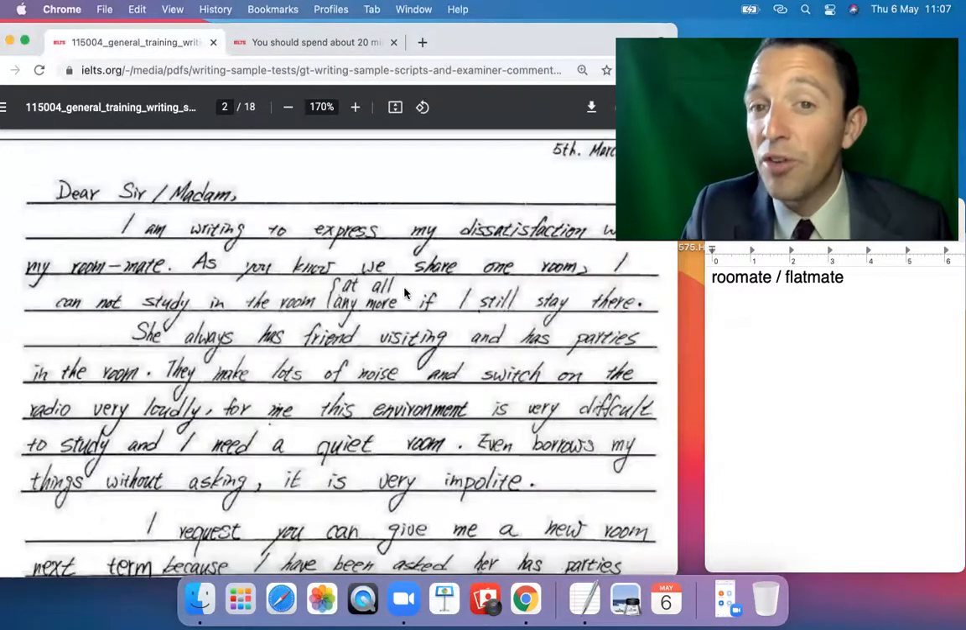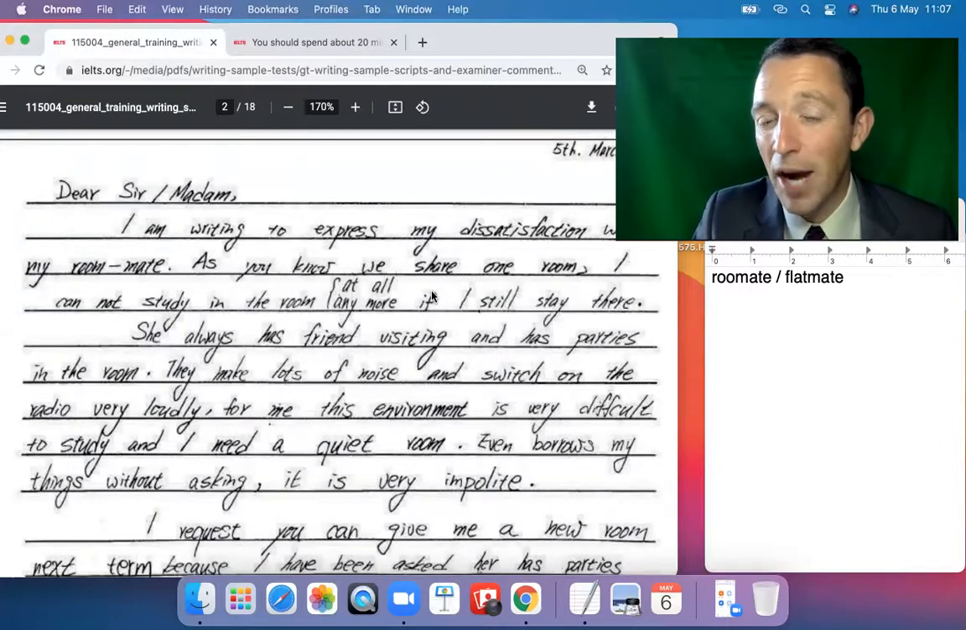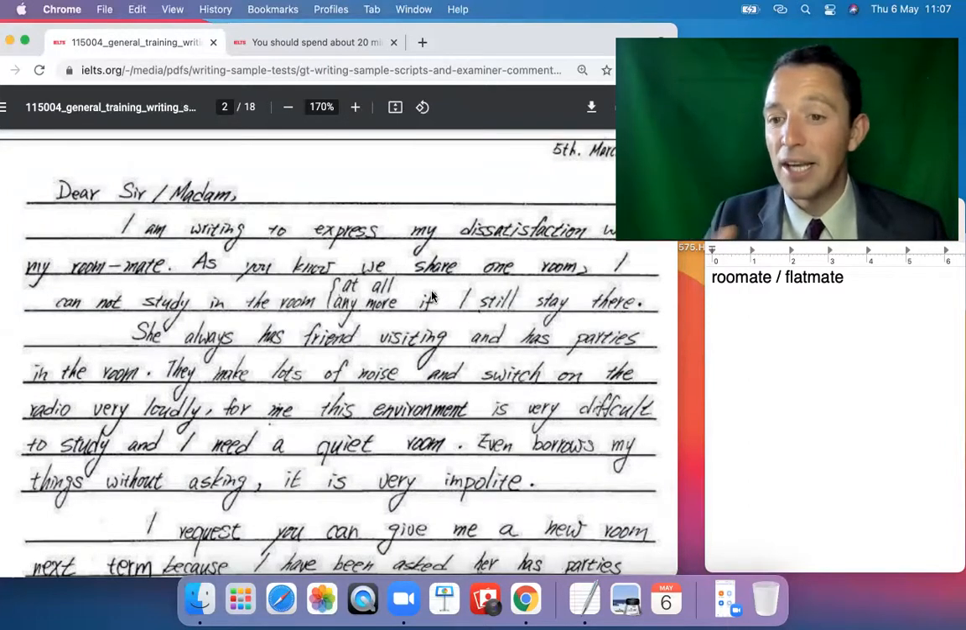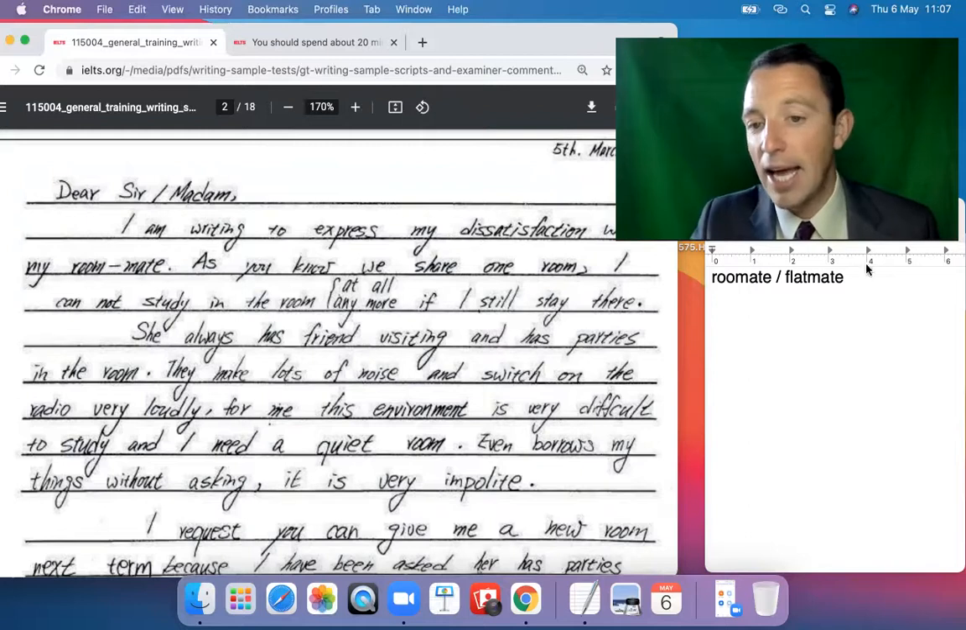And there's no real other possibility for more advanced vocabulary in that situation. I think it's your roommate or your flatmate. Okay. So I would probably eliminate the hyphen. That's a little error already.